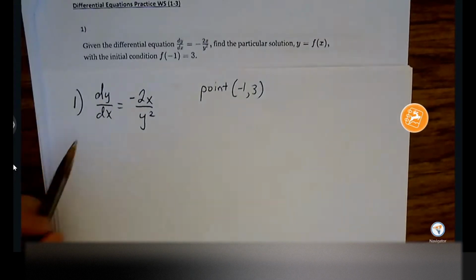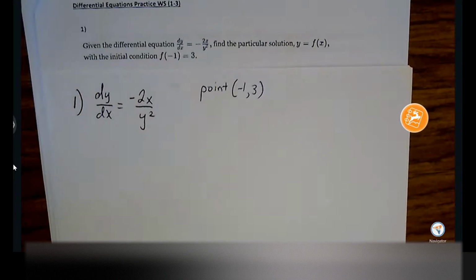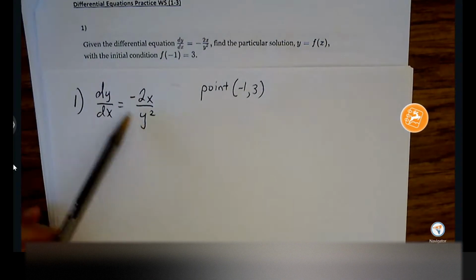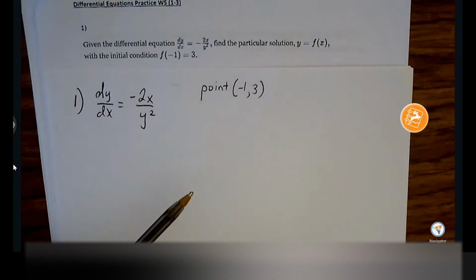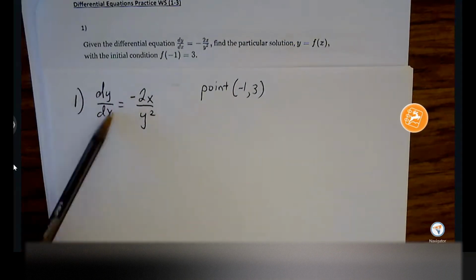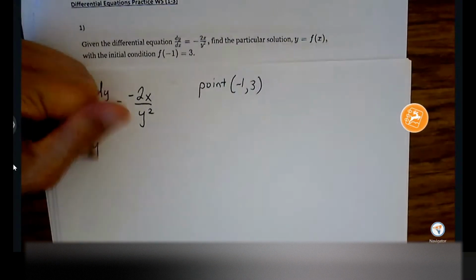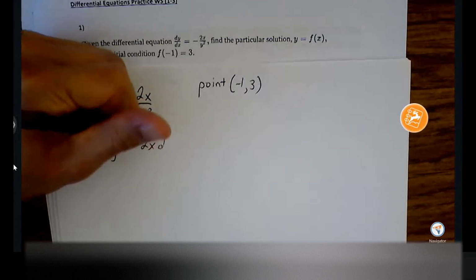All right, so what's the first thing that we can do to kind of move towards separating the variables? Put the X's and Y's on separate sides. Yeah, eventually, right? But initially, I'm just going to cross multiply. It may not quite achieve separation of variables, but it will get my dy and dx's locked in the right slots. Right. So if I cross multiply, y squared dy equals negative 2x dx.